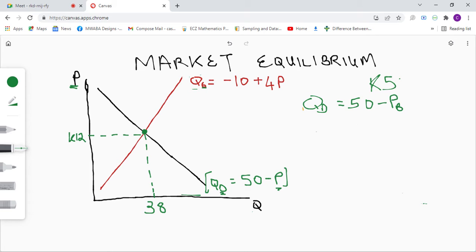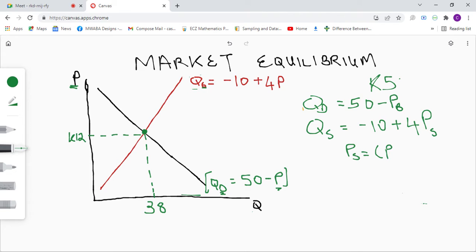Then we have QS equals negative 10 plus 4PS. PS is the money that the suppliers are receiving.